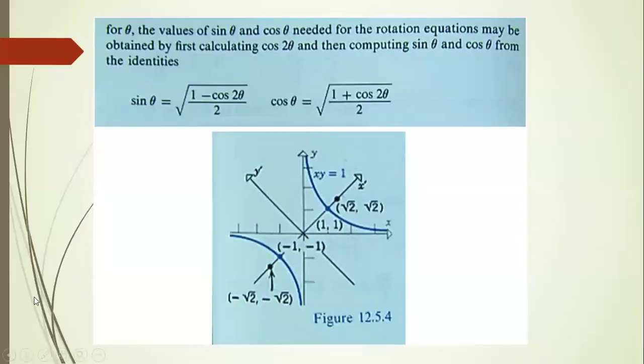So there's also to look at, for theta, the values of sine theta and cos theta needed for rotation equations may be obtained by first calculating cos 2 theta and then computing sine theta and cos theta from the identities. This basically means that sometimes we will be given some very ugly angles, and we could use these two here to help simplify, which we'll be looking at in the next example. But coming back to our sketch, our hyperbola will look like this.